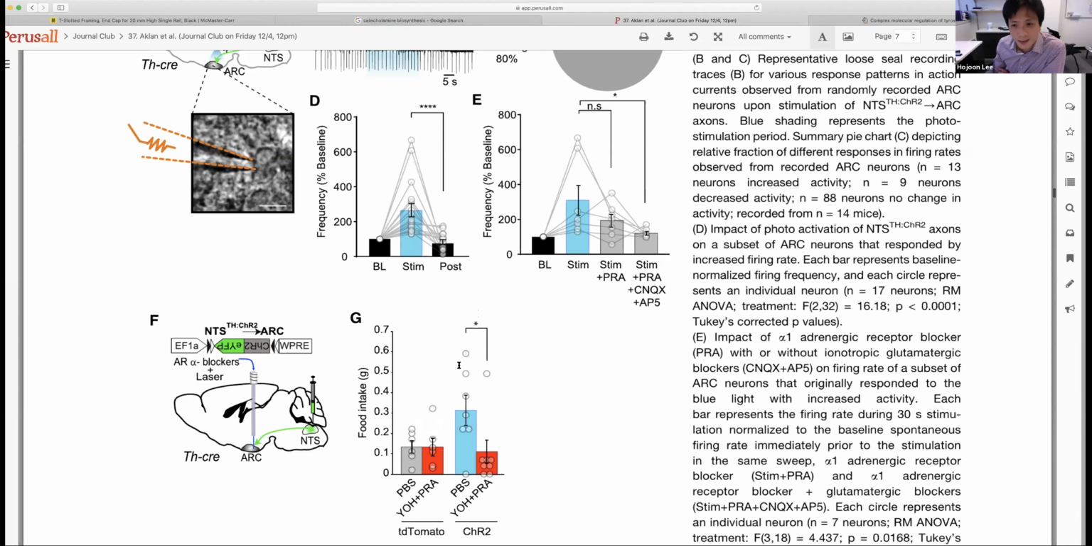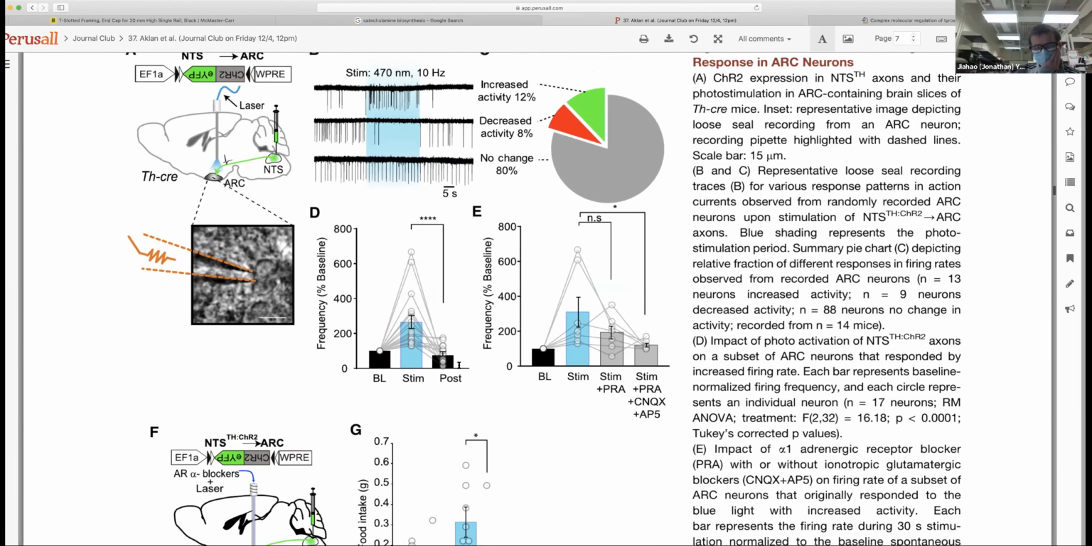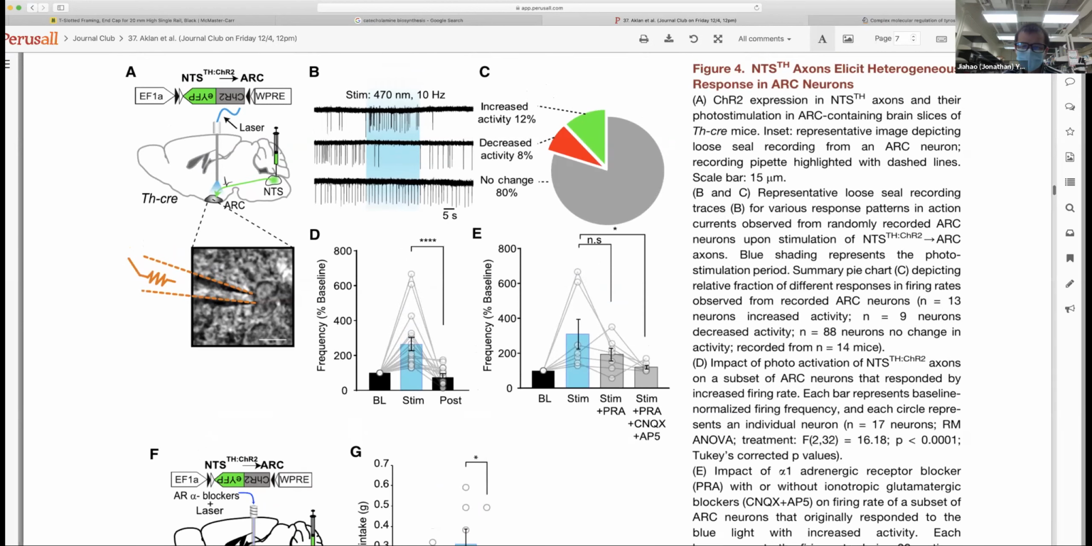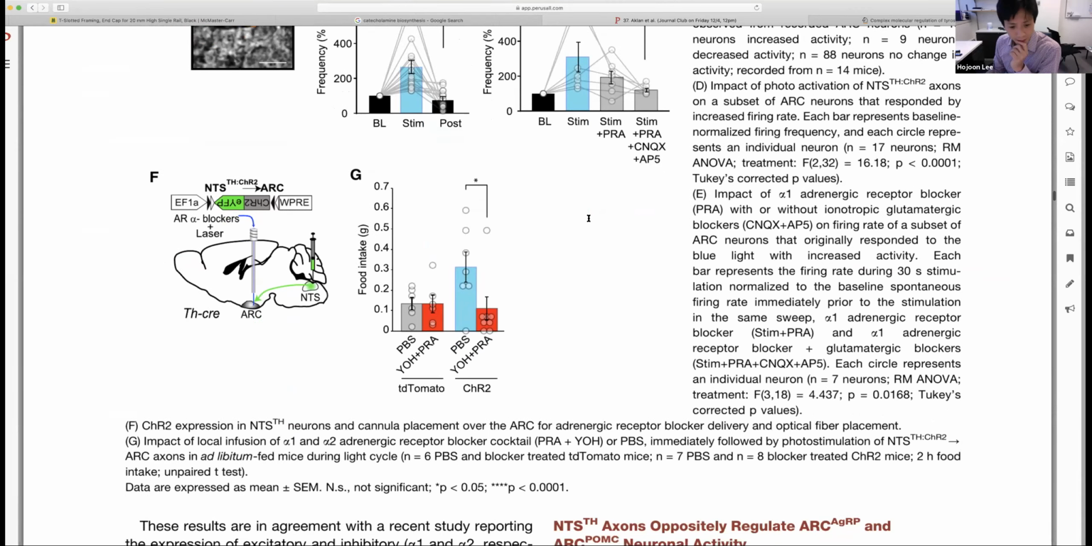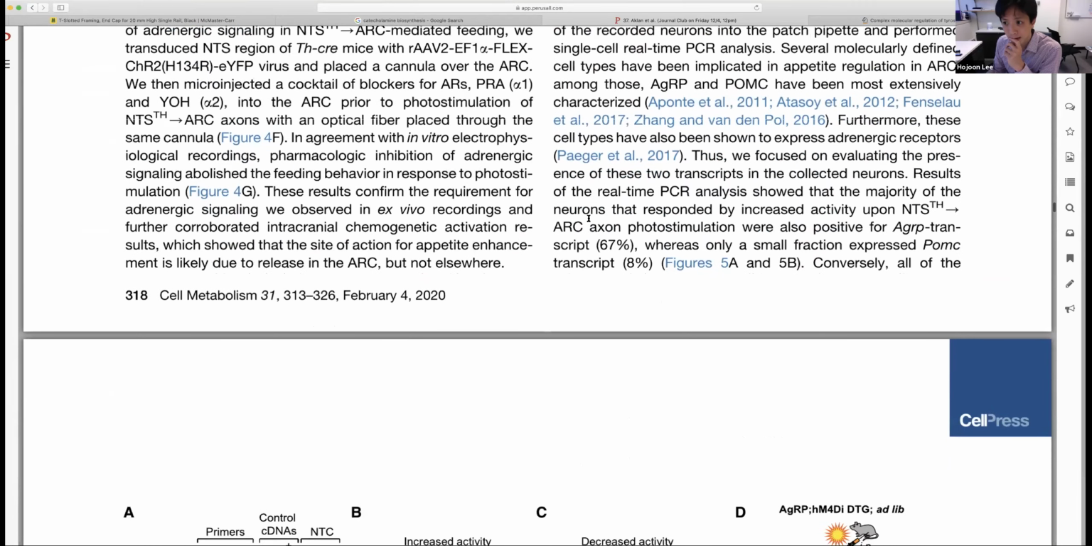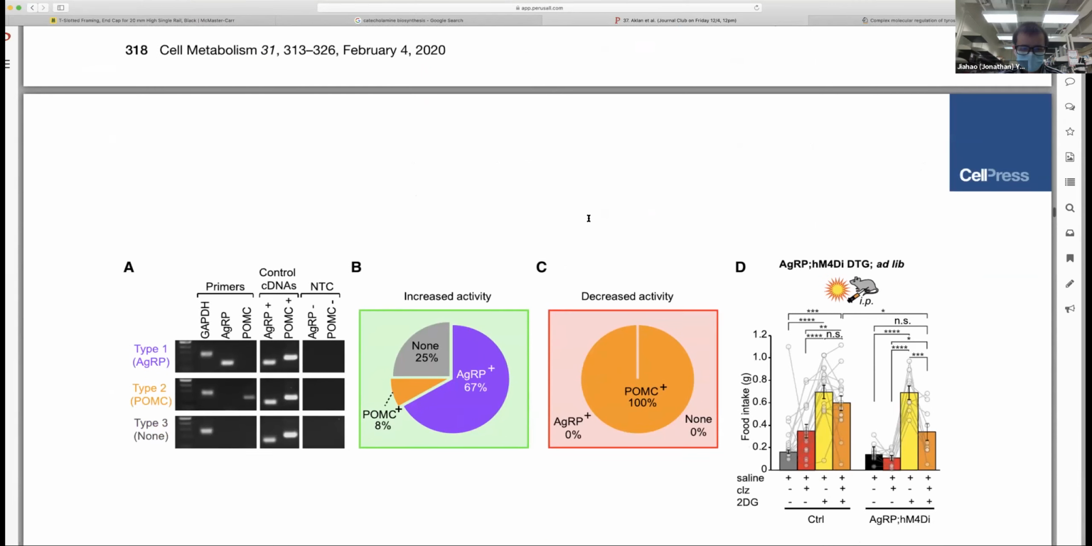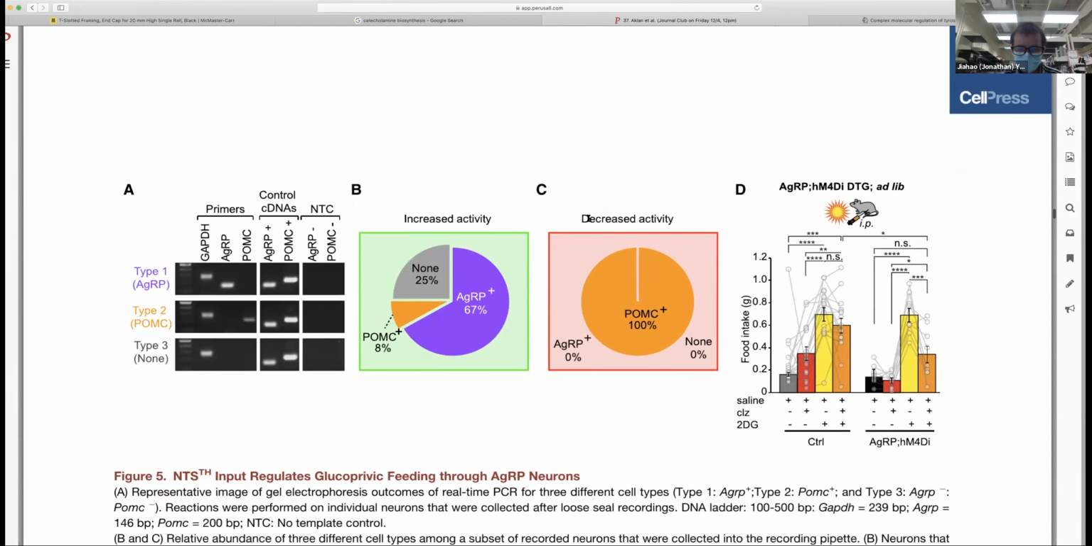What do you guys think? I hope in E they could show us the effects of the adrenergic cocktail. Should we move on? Figure 5.